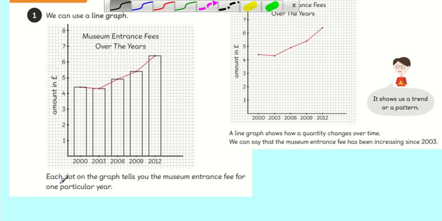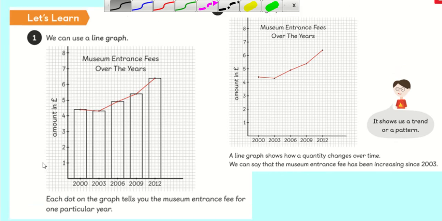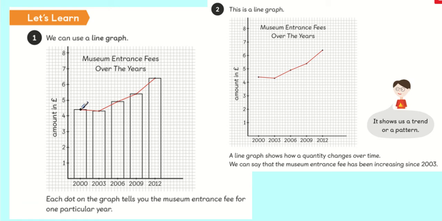So each dot on the graph tells you the museum entrance fee for one particular year. They don't start with a line. What you do is you find how much it was in 2000 and you draw a point, draw a little dot. Same for the next one, draw a little dot. Next one, a dot. And the last one, a dot. And then, only then, do you join them together with a ruler.